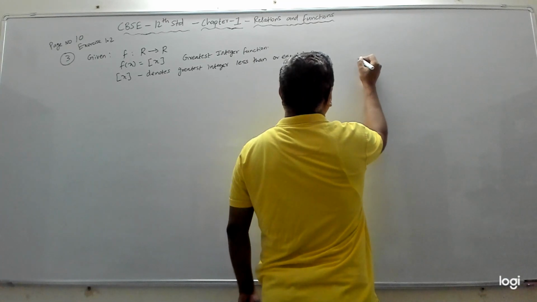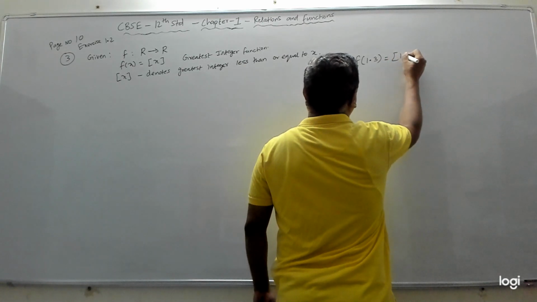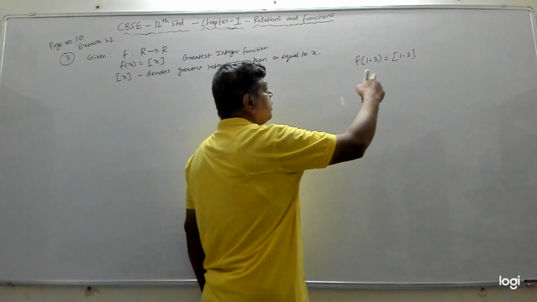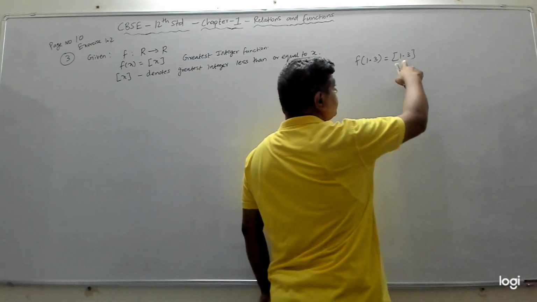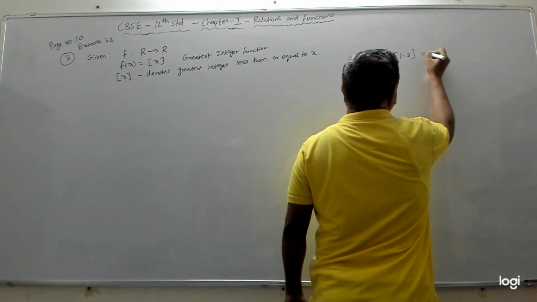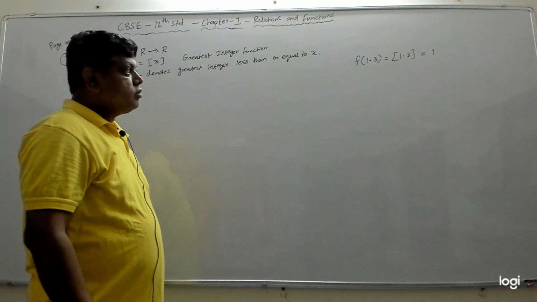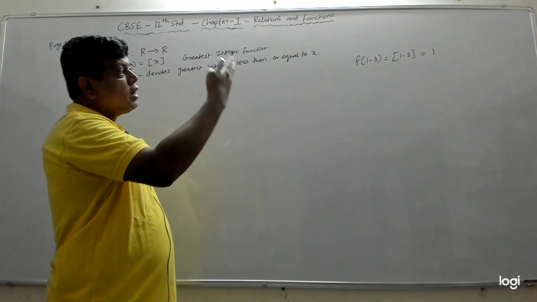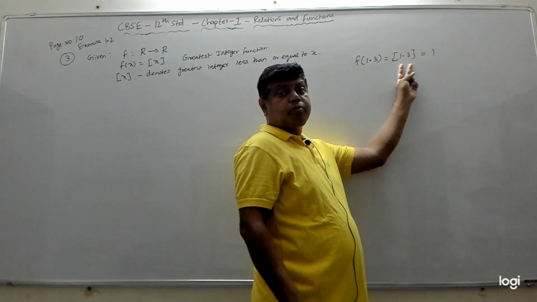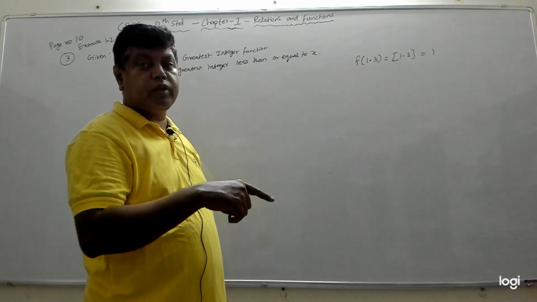So what it means is, suppose I want to find f of 1.3, that will be box 1.3. And what is box of 1.3? Box of 1.3 is the greatest integer less than or equal to 1.3, which is 1. You can't find any integer that is greater than 1 but less than or equal to 1.3. We have 0 also, an integer which is less than or equal to 1.3, but 1 is also there, which is the greatest integer among all the integers less than or equal to 1.3.